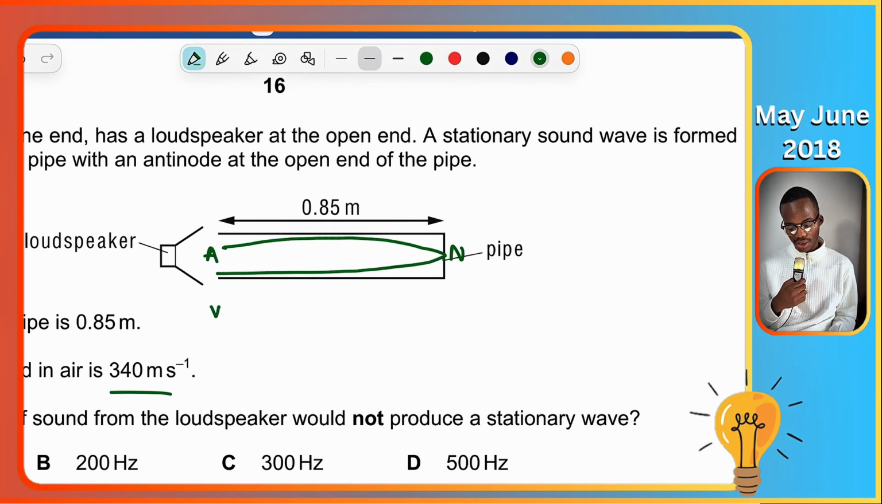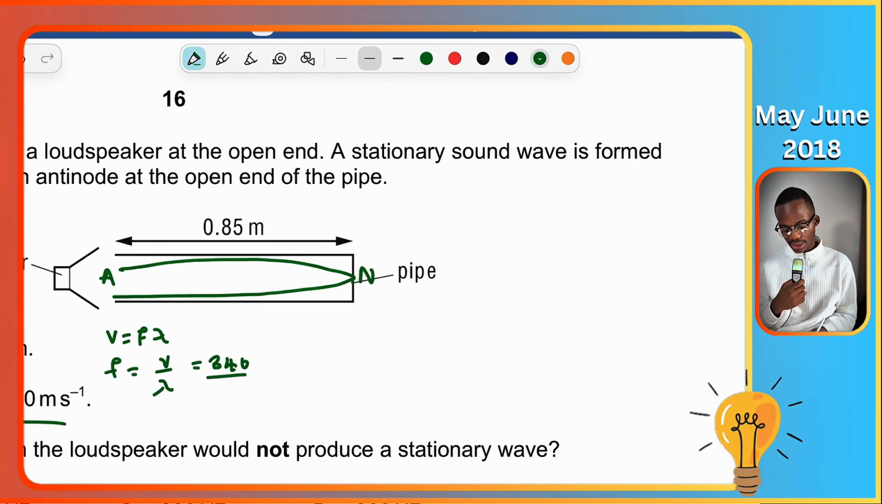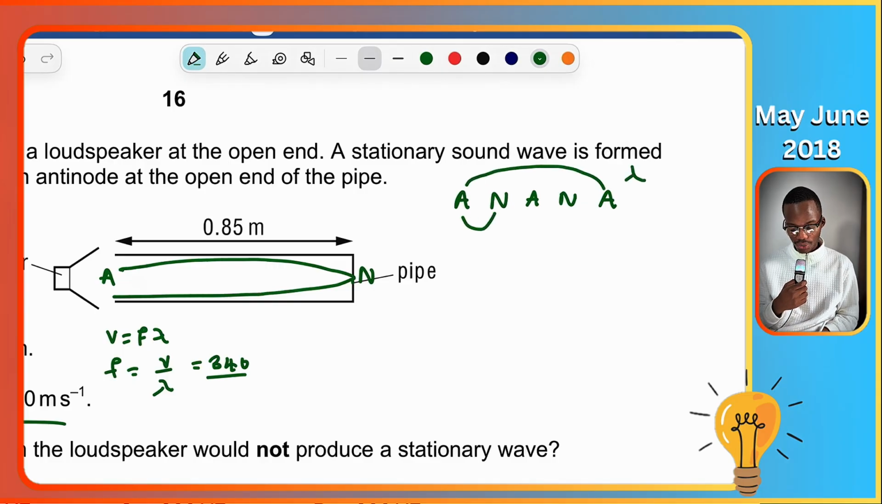We know that V is equal to F lambda. So we want to find the smallest frequency that you can have, V divided by lambda. V is 340, and you want to find lambda. We know that from an antinode to this antinode is lambda, so from an antinode to a node, that's going to be a quarter of a lambda. So this distance is a quarter lambda, which is 0.85. So lambda is 0.85 times 4, which is going to give you 100 hertz.